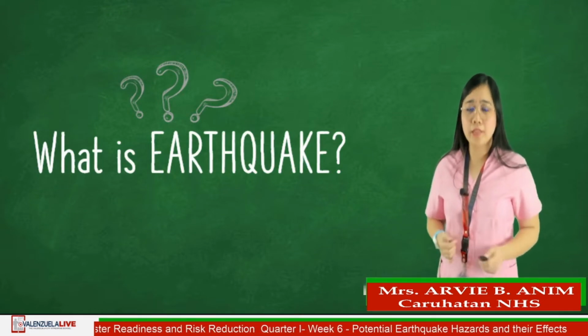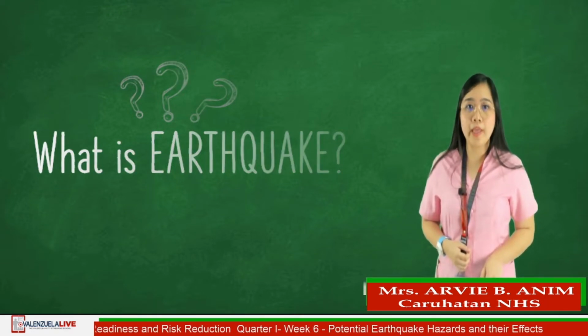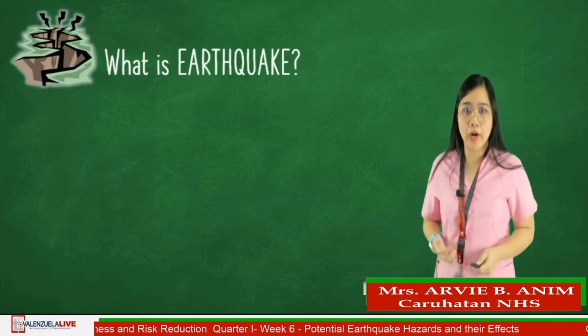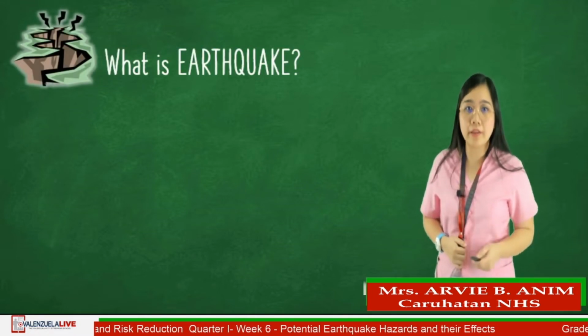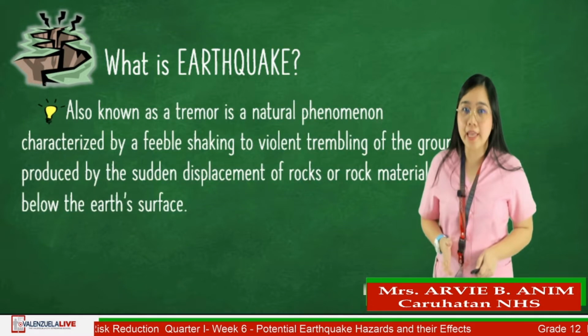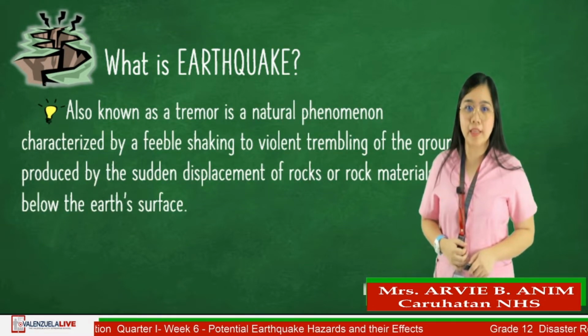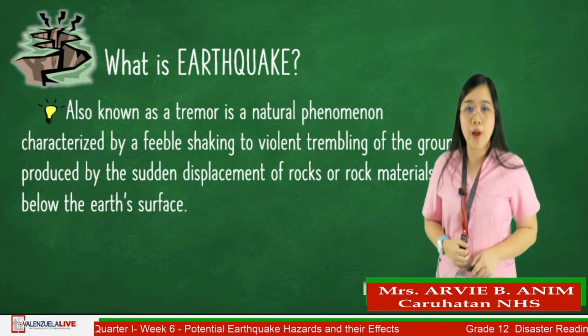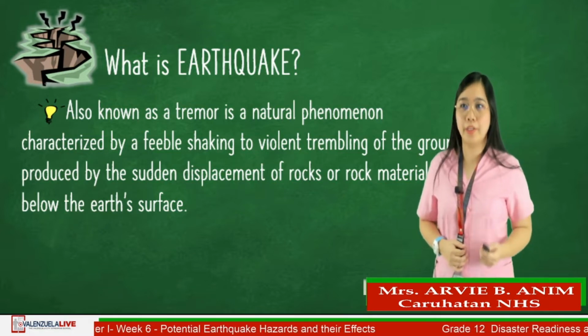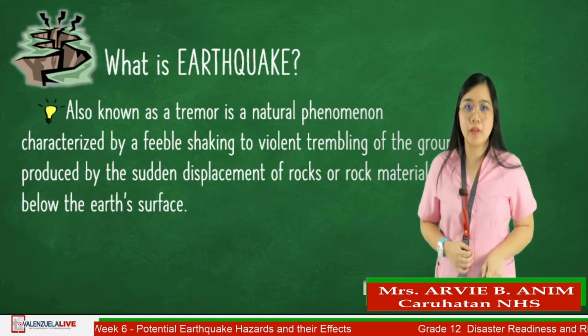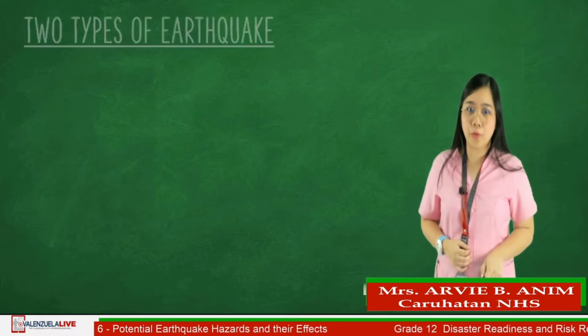But what is an earthquake? Earthquake is also known as a tremor, a natural phenomenon characterized by a feeble shaking to a violent trembling of the ground produced by the sudden displacement of rocks or rock materials below Earth's surface. There are two types of earthquakes.